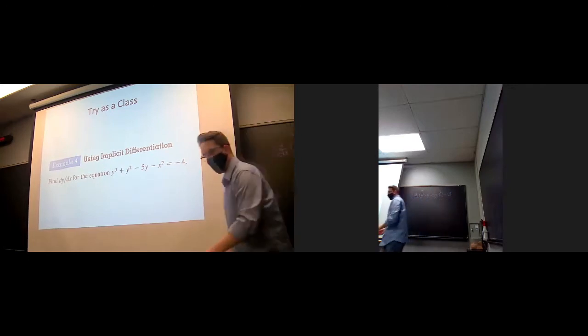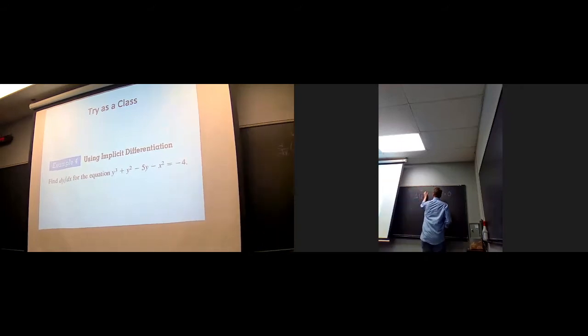And like I said, each of these are going to play the role of their own sort of u value. So when we apply the sum and difference rule and distribute this derivative all the way through, what we're going to get is d dx of y cubed plus d dx of y squared minus d dx of 5y minus the derivative of x squared, which is going to be 2x. All of this is equal to zero.